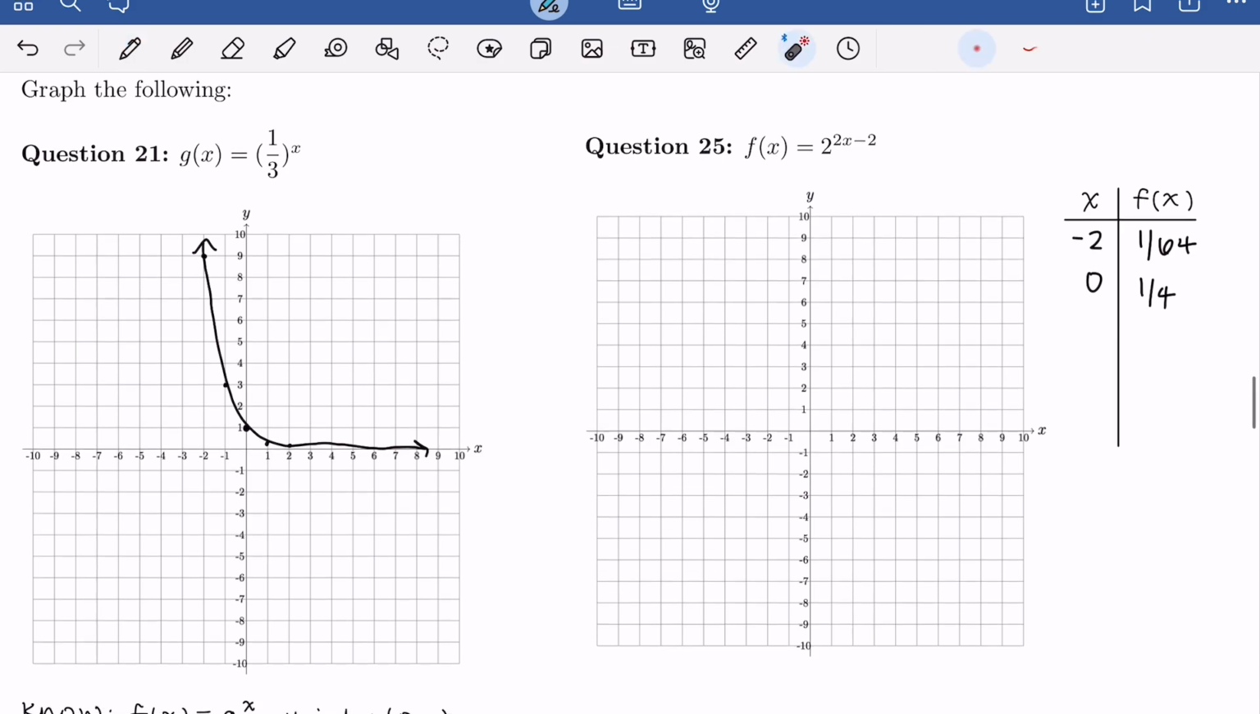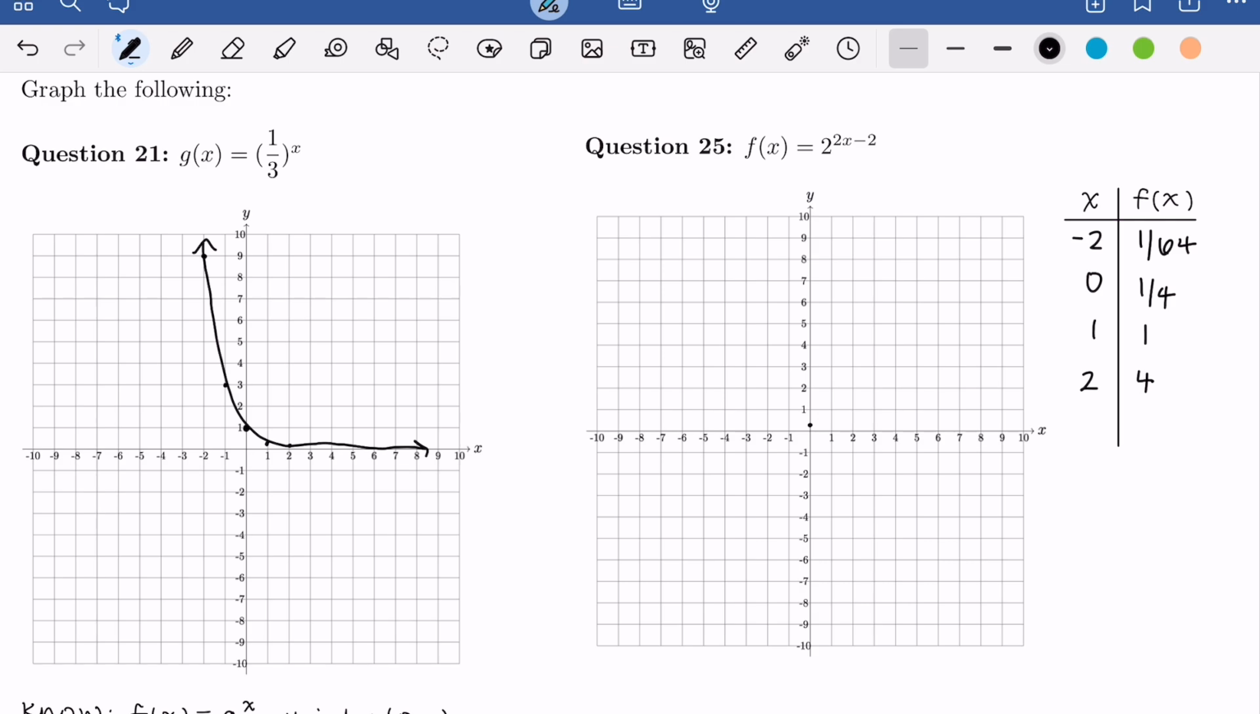Let's see, if we plug in 1 into this x value here, we're going to get 1, and if we were to plug in 2, we would get 4. So let's plot the last 3 points here and see what we get. So if I plug in 0, we're going to get 1/4. So that's going to be maybe around there, and that's going to be our y-intercept.